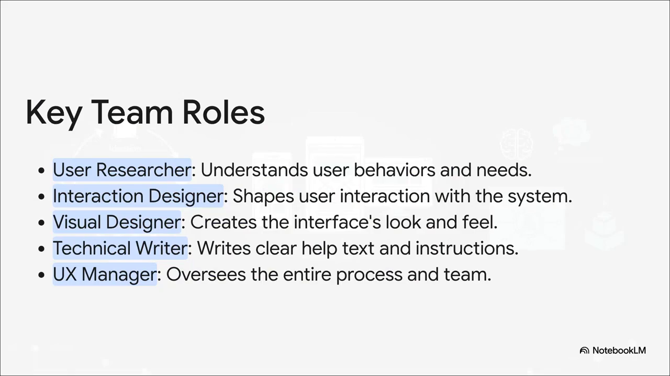Okay, for your notes, let's quickly summarize these roles. It's important to know who does what. The user researcher, their job is to understand the user. The interaction designer, they design how the user interacts with the product. The visual designer, they decide the look and feel, the colors, the fonts, the icons. The technical writer, they write all the text to make it easy to understand. And finally, the UX manager, they are the boss, overseeing the entire team and process.